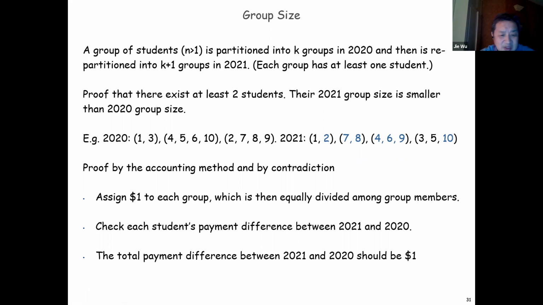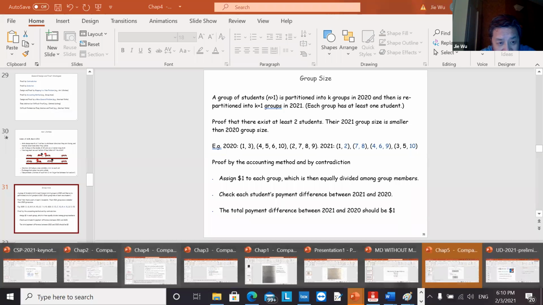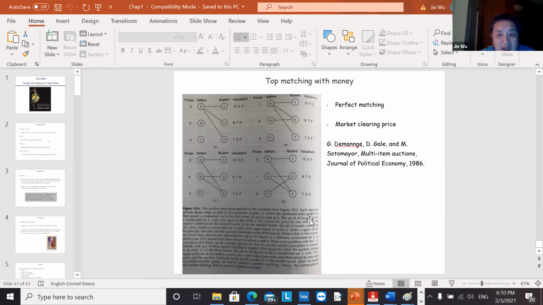Okay, so this is the problem. Now let's go to the exciting problem I gave you last time. By the way, I also revised the slides so that you will see this one.